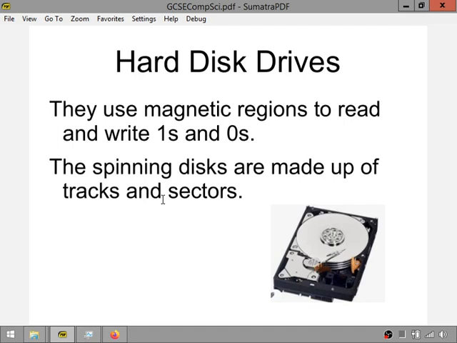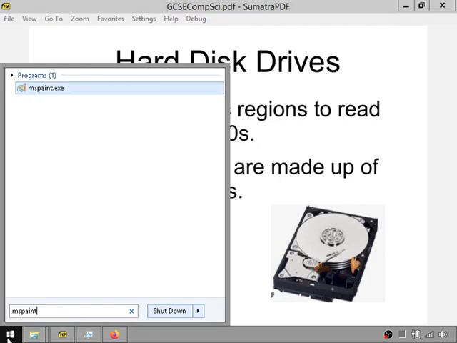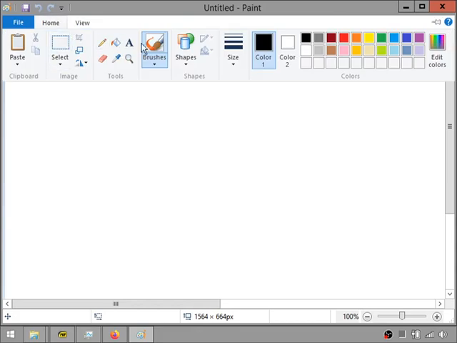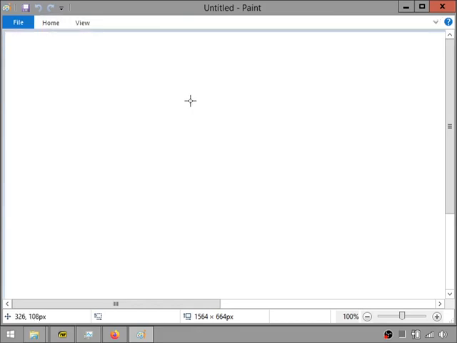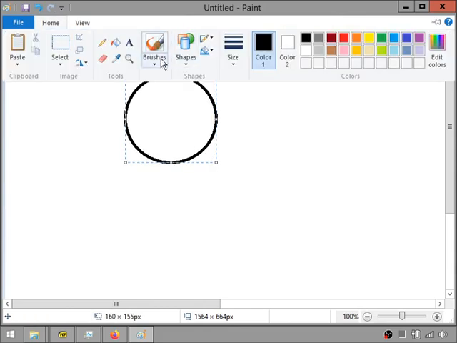We don't need to know too much detail about this, but everything you do need to know for the exam is just that it uses magnets to read and write ones and zeros, and these spinning disks are made up of something called tracks and sectors. Now you don't need to recall this for the exam, but I'm going to do a terrible diagram in Paint just to explain it to you in more detail. Okay, so I'm going to do a really shabby drawing of a disk here, or more accurately, a hard disk. Do bear with me.